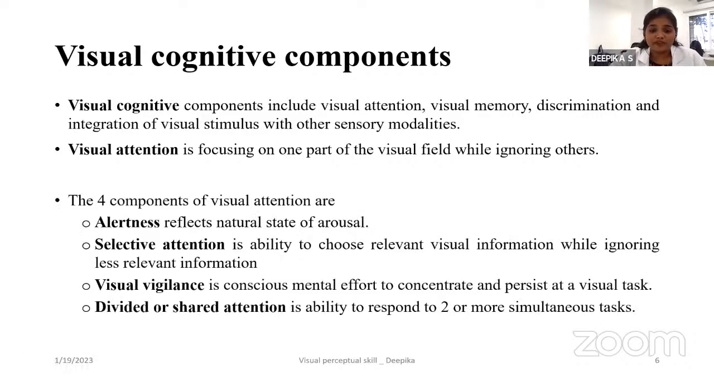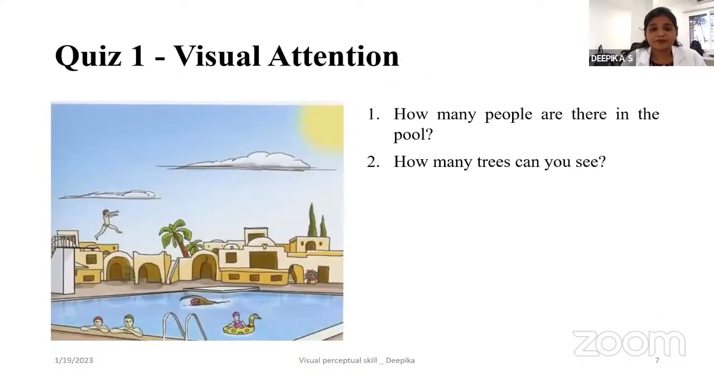So the four components of visual attention are alertness, selective attention, visual vigilance, and divided or shared attention. Alertness reflects the natural state of arousal. Second one is selective attention. It is the ability to choose relevant visual information while ignoring the less relevant information. Visual vigilance is conscious mental effort to concentrate and persist at the visual task. Divided or shared attention is the ability to respond to two or more simultaneous tasks.